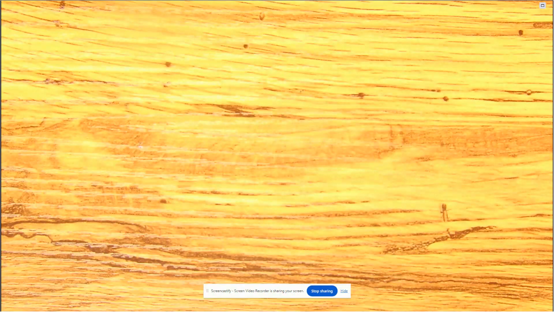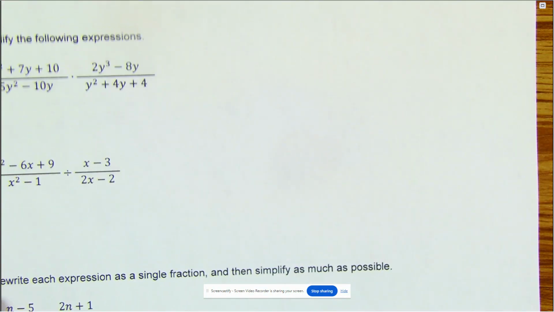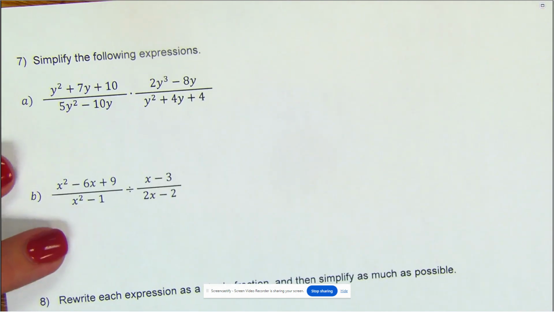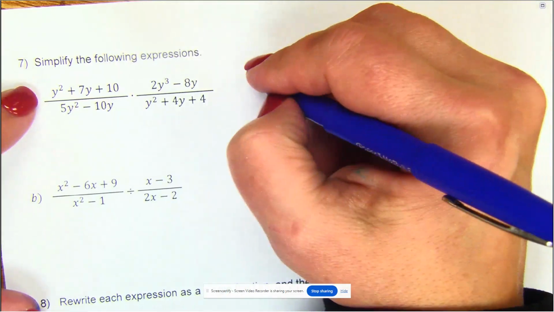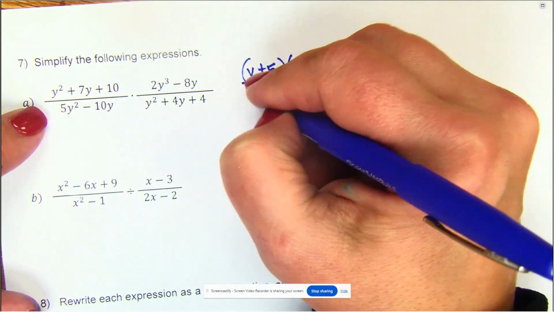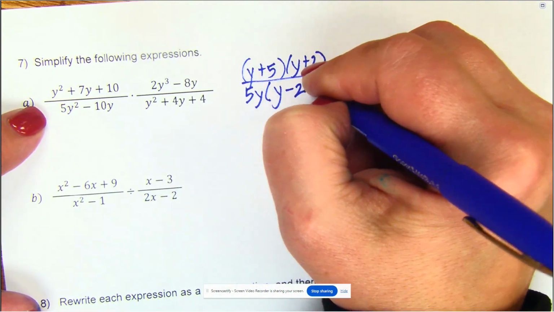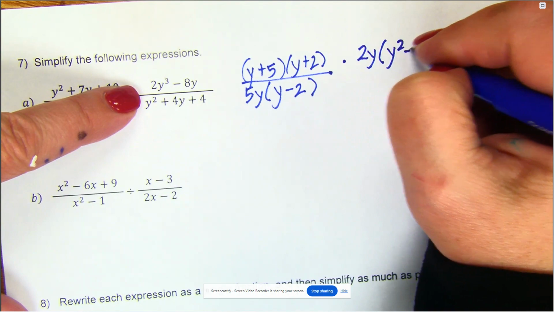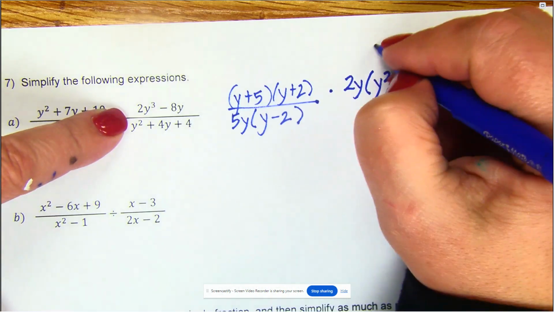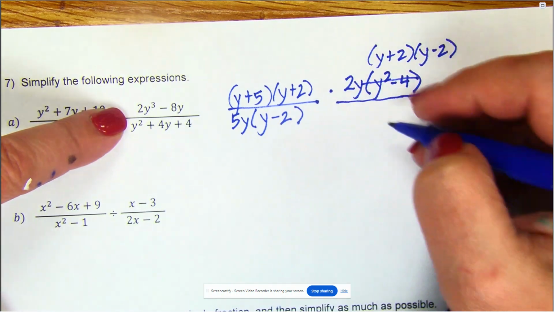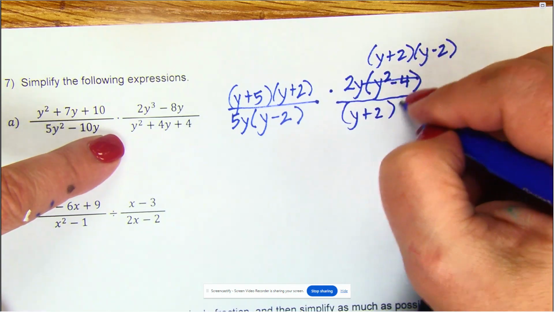Now we're on to rationals. So rationals, we added, subtracted, multiplied, divided, solved, and graphed. So here we go. Multiply and divide, the strategy is to factor everything and cancel anything that's in common, right? So this is y plus 5 times y plus 2 all over, we have a 5y times a y minus 2 times 2y, y squared minus 4. Then this one breaks down to y plus 2, y minus 2, all over, this is y plus 2, y plus 2.